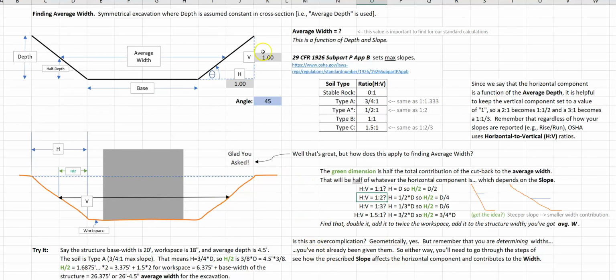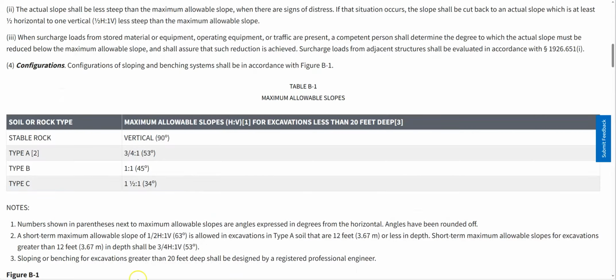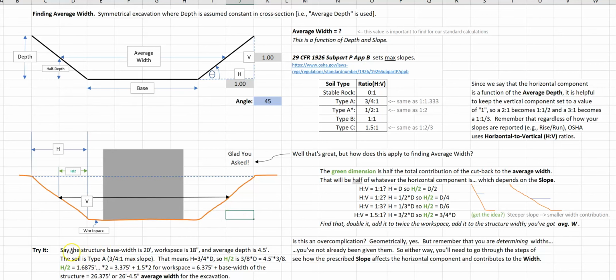So, yes, it's a trapezoid. That's great. That comes in later on when you're looking at volume calculations. But if you do not know already this upper calculation, then you need to determine it by finding the average width based again off of the CFR, based off of our OSHA code, OSHA regs. So you can try this. Let's say that the structure, the base is 20 feet. Workspace is 18 inches, so that's 1.5 feet. And then the average depth, we'll say, is 4.5 feet.